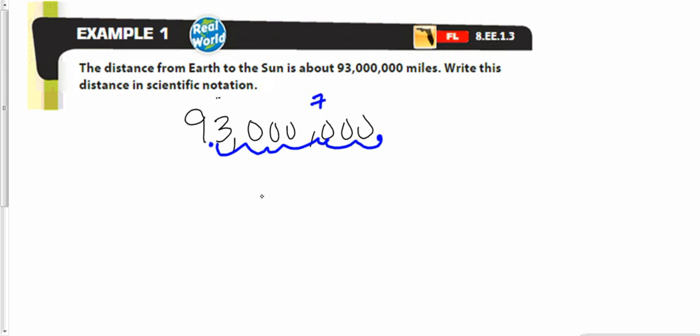So the final answer then is just the product of rewriting it. So 9.3, we get rid of all these extra zeros because they're unnecessary, times 10 to the 7th power. And that's it. So in other words, the distance in scientific notation between the Earth and the Sun is 9.3 times 10 to the 7th miles.